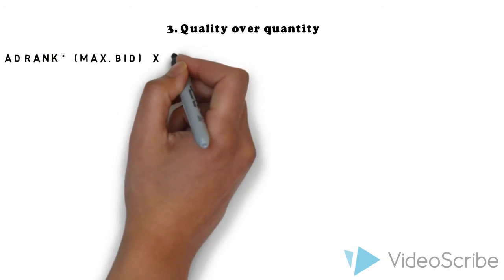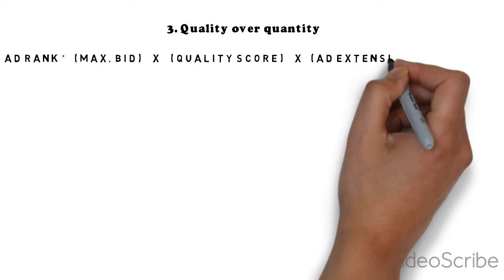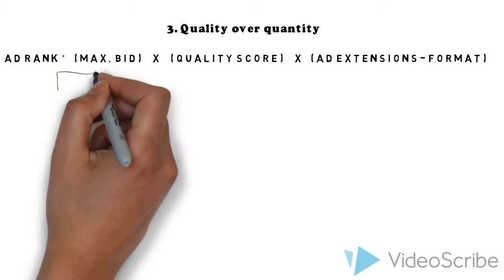Ad rank, meaning the placement you're given in the results, is equal to the maximum bid times quality score times ad extensions and formats. Now, this last part about ad extensions and formats is kind of new, but let's look at them one at a time now. So, maximum bid is the maximum amount you're willing to spend per click, or basically CPC.